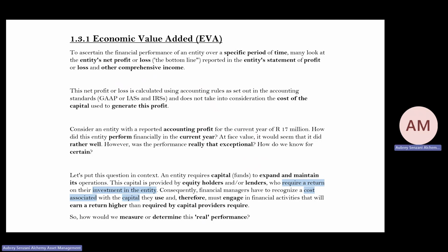Consequently, financial managers have to recognize a cost associated to the capital they use and therefore must engage in financial activities that will earn a return higher than the return required by capital providers. Okay, so the money that has been invested in the business needs to earn a return greater than the cost of that capital.